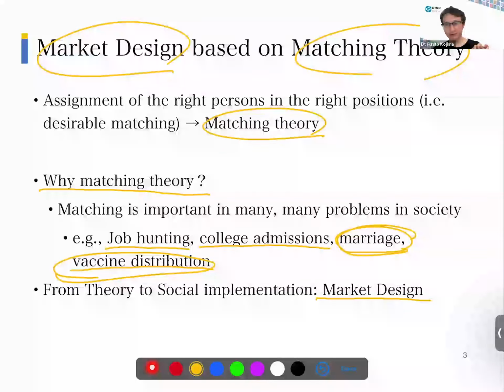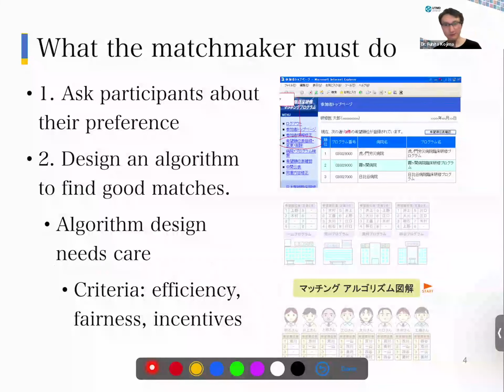Now, the question is, is there any consensus among researchers? What is a good way to organize matching mechanisms? So that's the next question. Of course, the academics argue over many, many things, and there are lots of unresolved issues. But fortunately, the core of what to do has already reached consensus among the researchers. So let me talk about that. There are, roughly speaking, two things that the matchmaker must do. Now imagine that you are a public policymaker deciding maybe the labor market rules. There are two things to do.